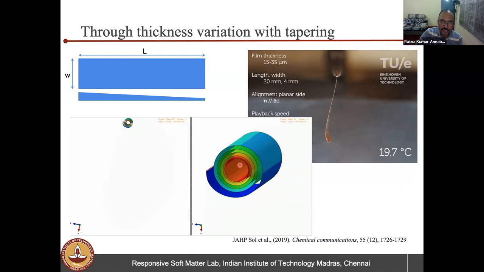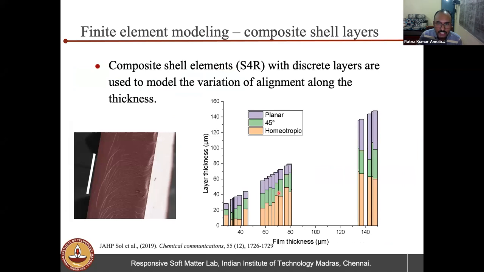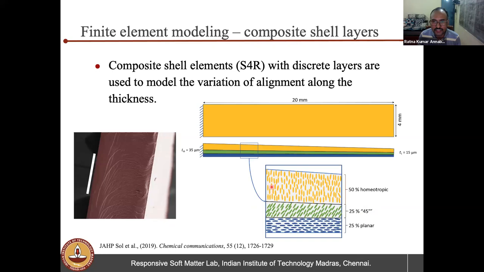So we've used composite shell elements so that true thickness variation of the properties can be modeled within a single shell element. And how did we achieve this property variation? We have measured the orientations through the thickness under SEM and then identified the orientation: planar, 45 degree and homeotropic. Depending upon what was observed in the experiment, the same material properties have been used in the simulations through thickness: 50% homeotropic, 25% 45 degree and 25% planar. That actually dictates how the curvature of the system is going to evolve when it is heated up.